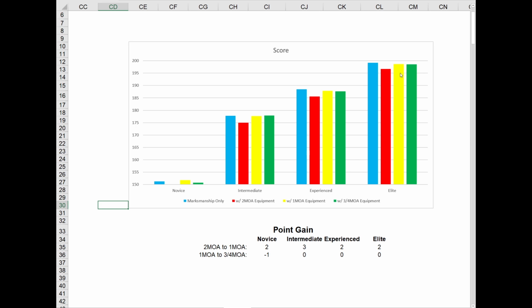But then with the 1 minute of angle rifle and ammo combo, or the 3/4 minute of angle rifle combo, those are 199. So they're scoring the same with those pieces of equipment as they normally do with their marksmanship skills. And let's do the same thing that we did before with the group sizes. Let's look at what the improvement in score is if you improve the equipment.